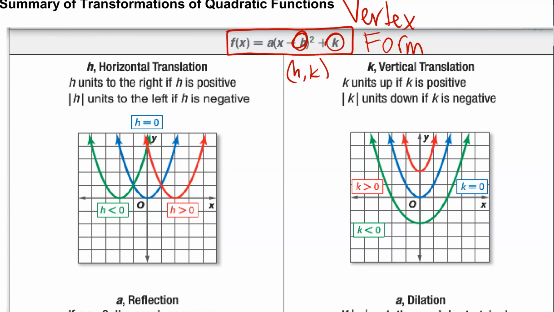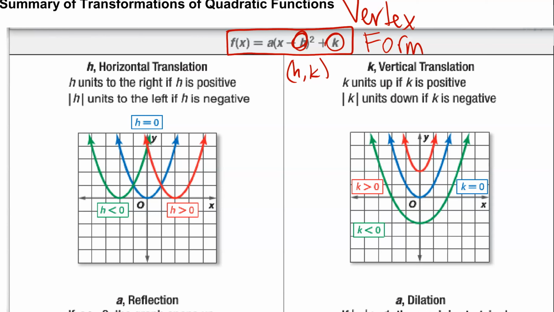But imagine if you plug in a positive number for h, it would be x minus that number. So if you plug in a positive number for h, you would have x minus whatever number you plugged in. If I plug in 2, 2 is positive, so I have x minus 2. And minus 2 inside goes the opposite way you think, so it would be going to the right.